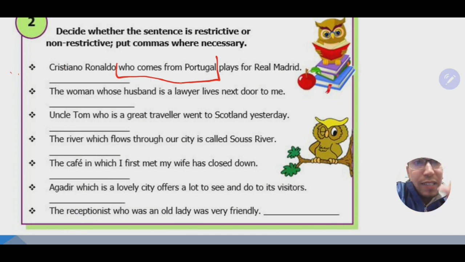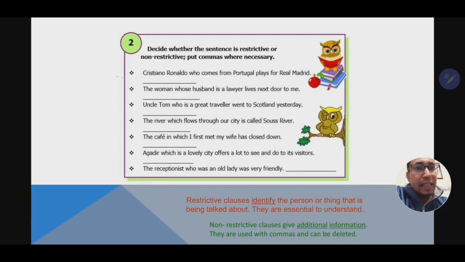Now, once we find the relative clause, we have to decide whether it's restrictive or non-restrictive. If it's non-restrictive, we have to put commas. If it's restrictive, we don't put anything in here. So that's it. I'll help you with the first one and then you do the next one. Okay, let's help you with that.